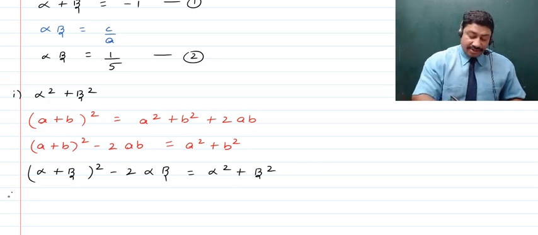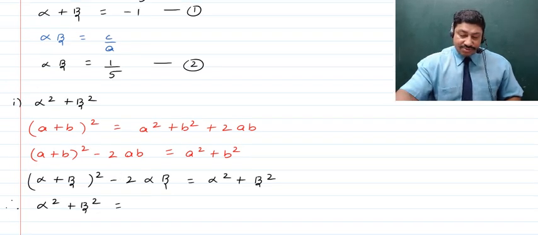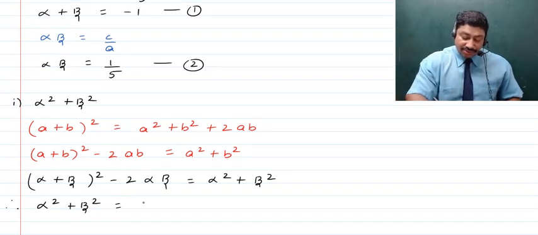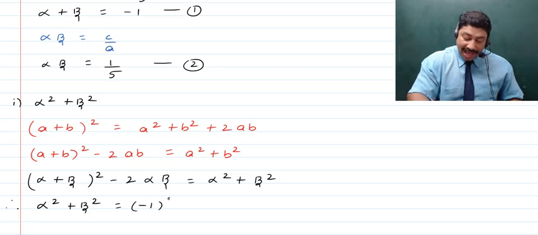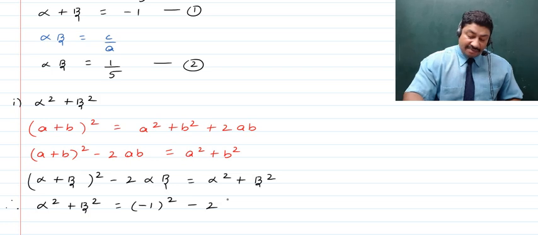And thus children, here we will now talk about alpha square plus beta square in these terms. Since we know by equation number 1 that alpha plus beta is equal to minus 1, we will substitute this to be minus 1 and square it, and from that we will subtract 2 times alpha beta, which is equal to 1 upon 5.